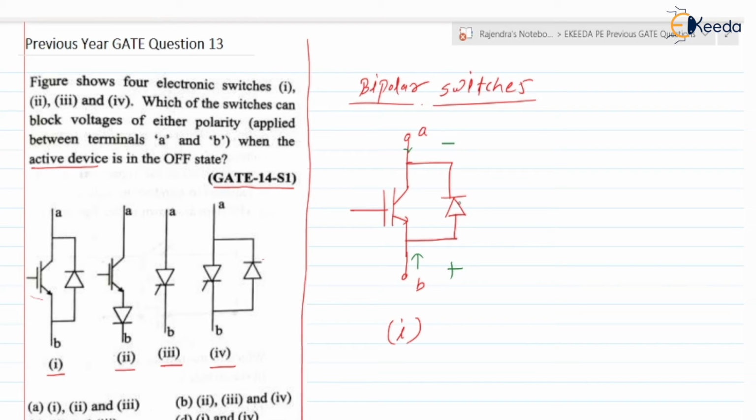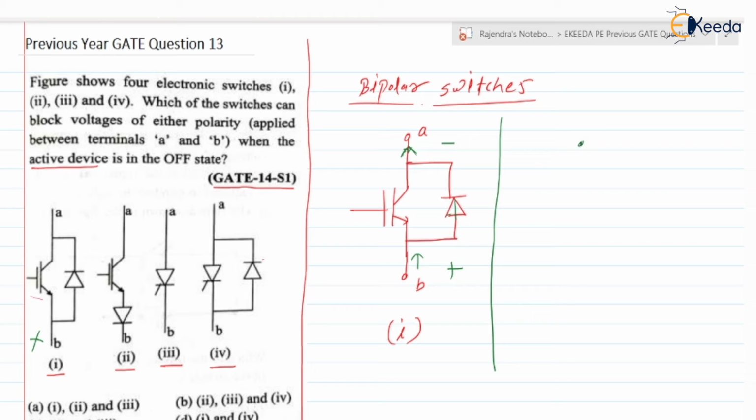But what about the diode? This diode will be in the forward bias mode, so this diode will allow the current flowing through it from B towards A. The direction of current will be from B to A, and the diode will not block the reverse voltage. So can we say that switch number 1 is not a bipolar switch, it is a unipolar switch? It will block only forward voltage. So this is about switch number 1. Let us discuss the second switch.